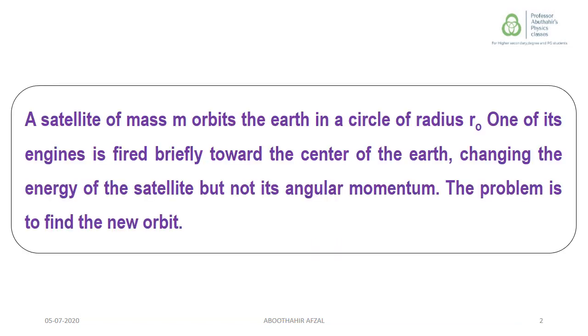A satellite of mass m orbits the Earth in a circle of radius r0. One of its engines is fired briefly towards the center of the Earth, changing the energy of the satellite but not its angular momentum. The problem is to find the new orbit.